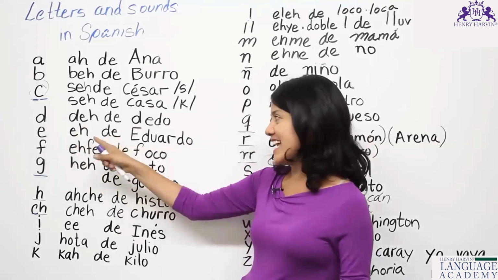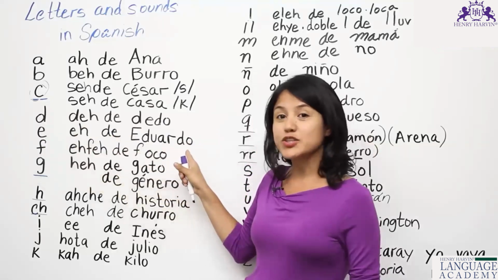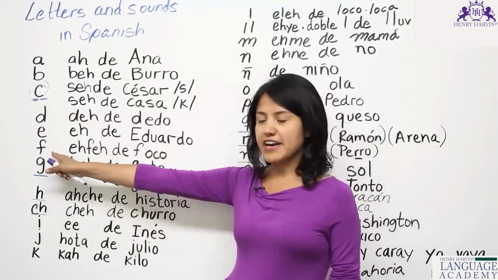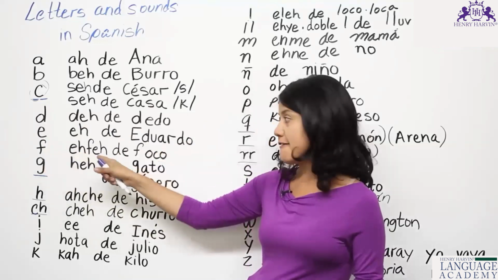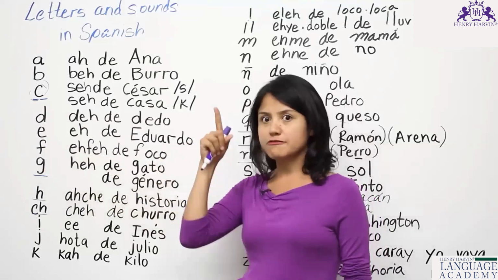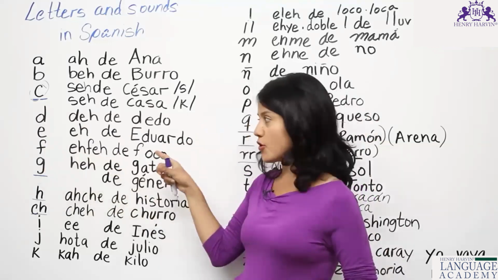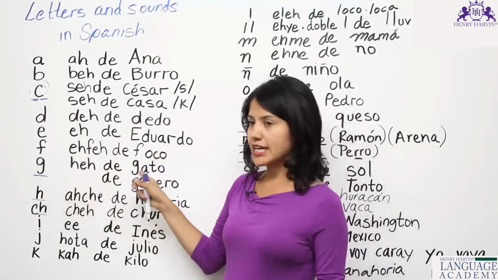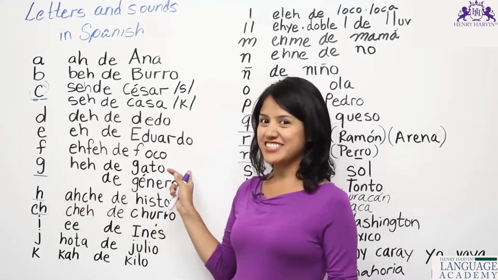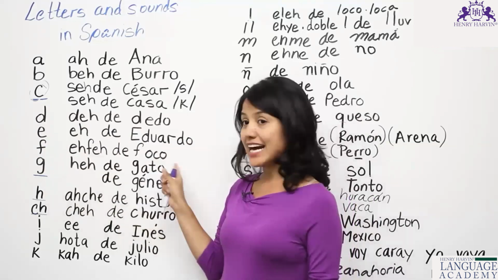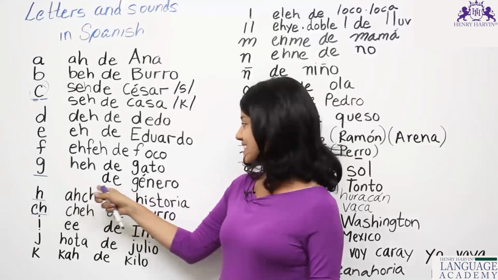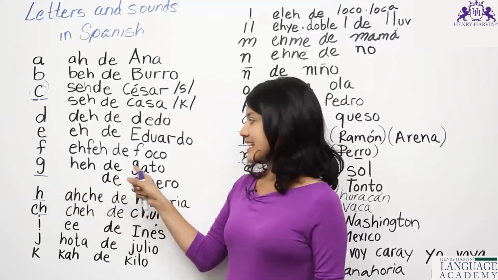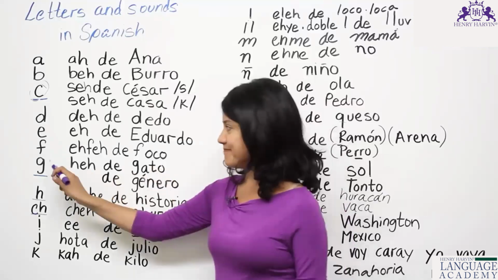E de Eduardo. Eduardo. F de foco. Foco is the bulb. Foco. G de gato. Another letter. G de gato, but G de género. Gender or general. Gato, género.